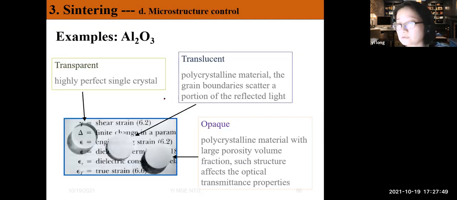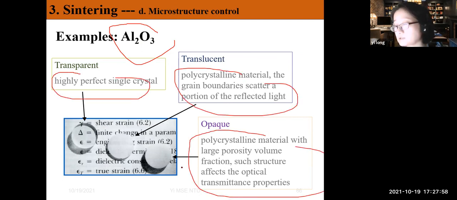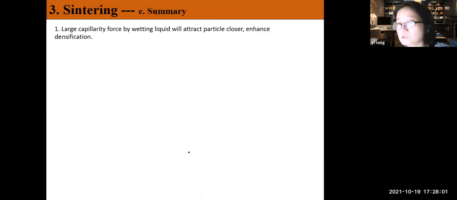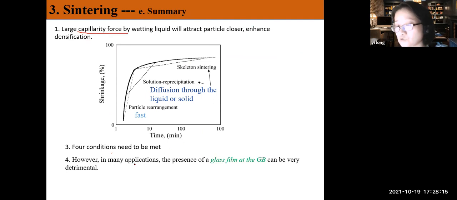Okay, this is a good example to share with you of how, if you have different structures, you will get different properties. You can see, it's a very good example. So for sintering, these are all the takeoff points. Large capillary force: the function of large capillary force is this, and these are the 3 stages, and 4 conditions need to be met. In many applications it could also be very harmful. And property is very much microstructure dependent. So that is all.